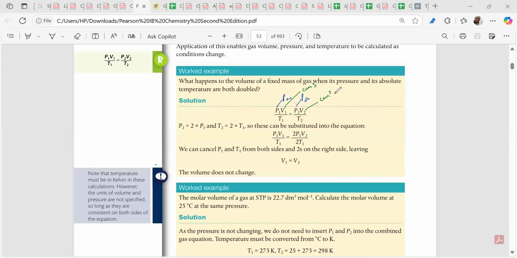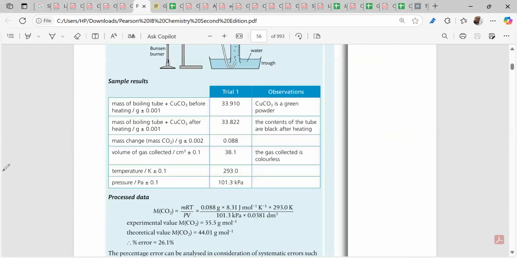If you're taking the temperature in degrees centigrade, you have to take this in centigrade. But I advise you, always convert the temperature to Kelvin, right? That will be safer, right? Clear? Let me show you a question over here. Just 1 minute.